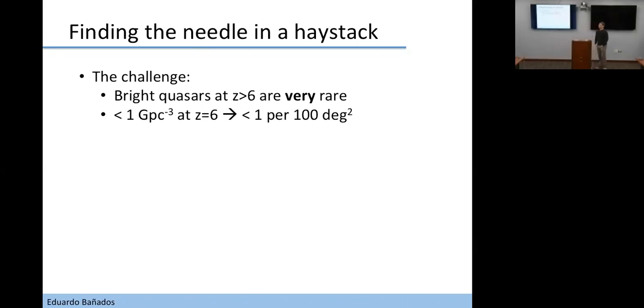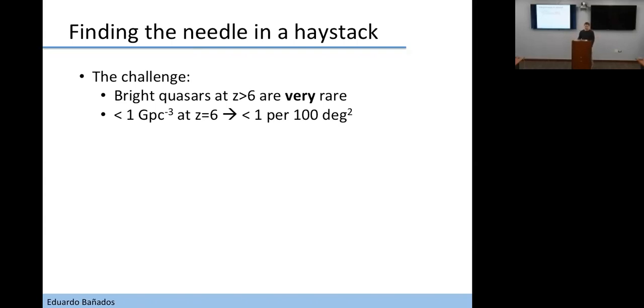At redshift 6, these bright quasars are very rare. So you expect to find less than 1 per cubic gigaparsec. If we put that in terms for an observational astronomer, it's less than 1 per 100 square degrees. So you can go very deep with HST, go to magnitude 25, and you won't find any of these objects unless you're very, very lucky. So to find these objects, you really need to go wide and have, hopefully, multi-wavelength information.